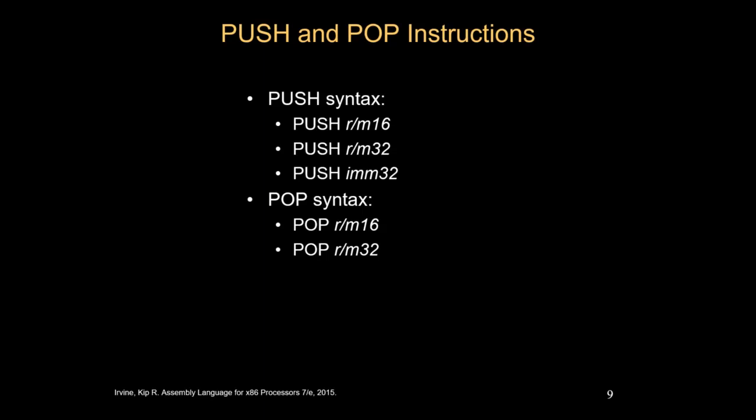This has 3 variants. The first variant is you can push from a register or from memory in 16-bit, or push an immediate value in 32-bit. And also the pop instruction, what it does first, it copies the contents of the stack element pointed to by the ESP into a 16-bit or 32-bit destination operand, and then increments the ESP.